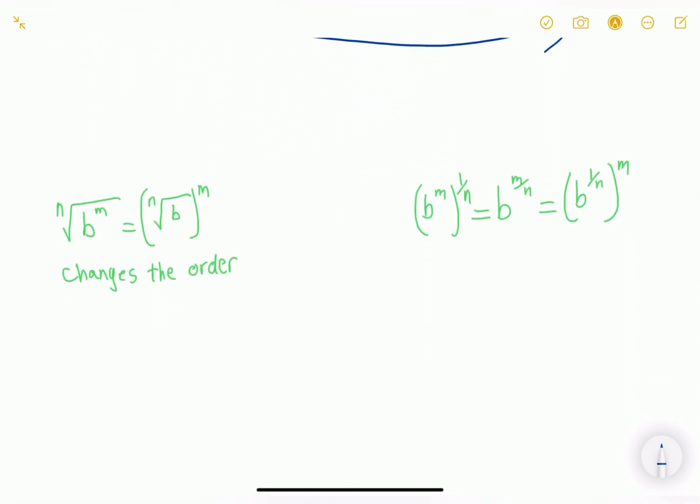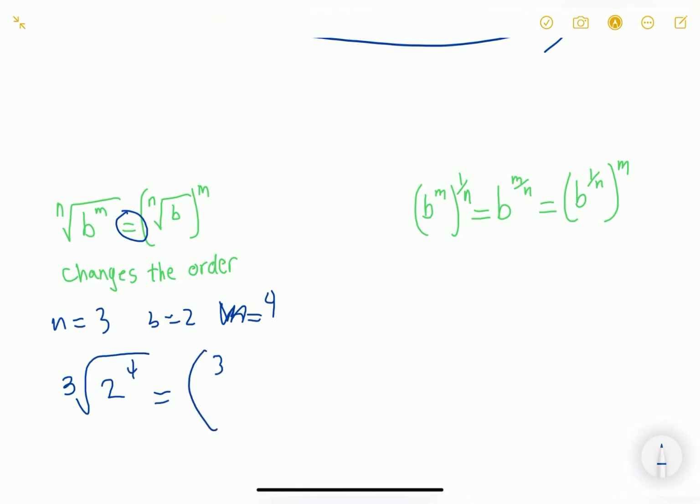So basically these are equivalent to each other, it just changes in order. Now let's prove it through an example. Let's say that n equals 3, b equals 2, and m equals 4. Now let's just plug it in. The third root of 2 to the exponent of 4 is the same thing as the third root of 2, and then you close it, and then it's going to be to the 4. So now we proved this and this.